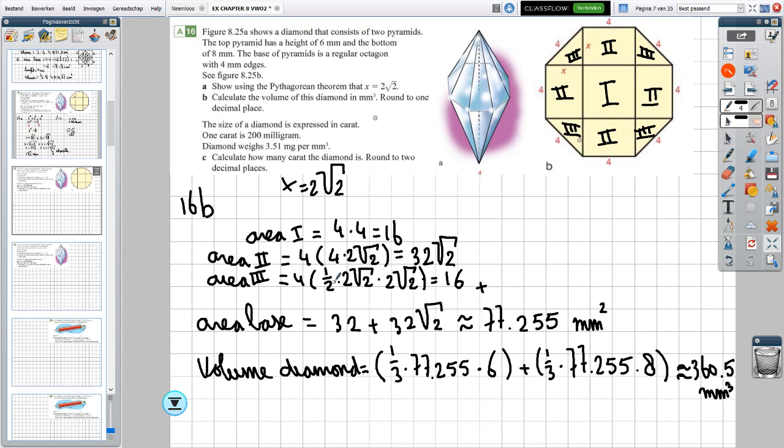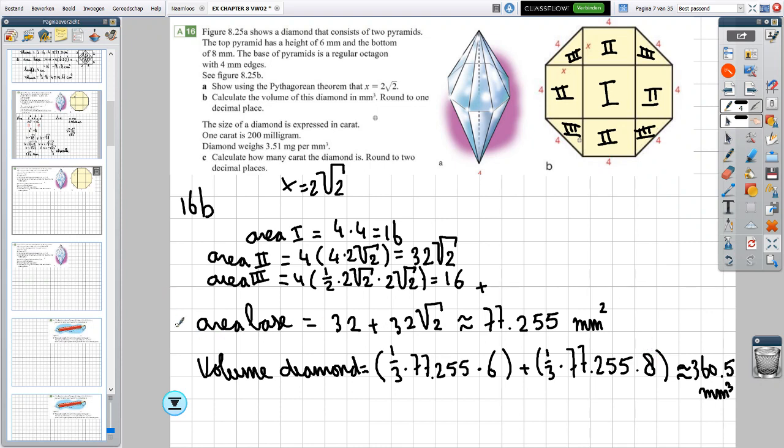For this is going to be 2 times 8 times 2. Do I make a mistake here? Let's see, 2 square root 2 is 4, 4 times, oh, there's a half here. So it's 2 times, no, it's correct. This is correct as well. And this, I think I've done correctly as well. So this has to be the answer, 360.5 cubic millimeters.